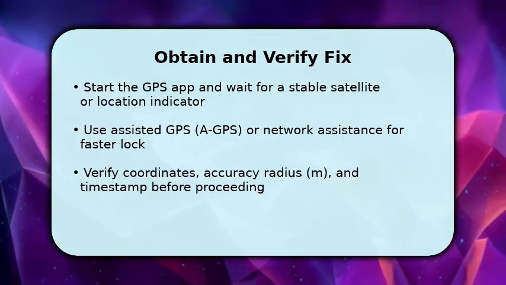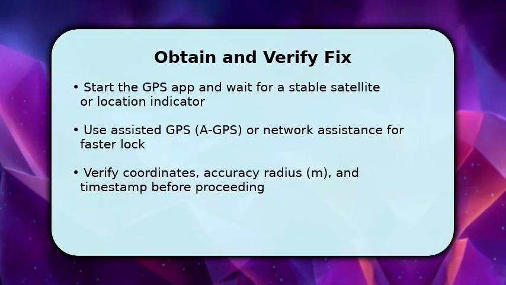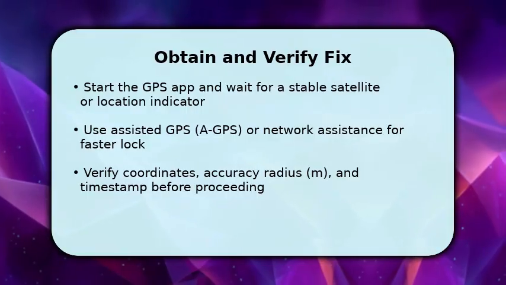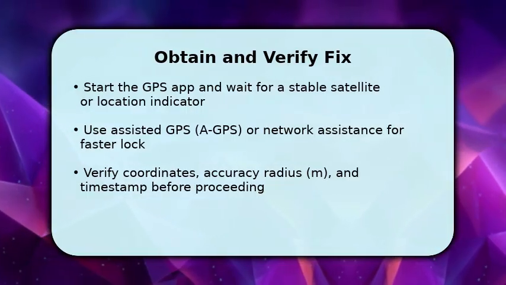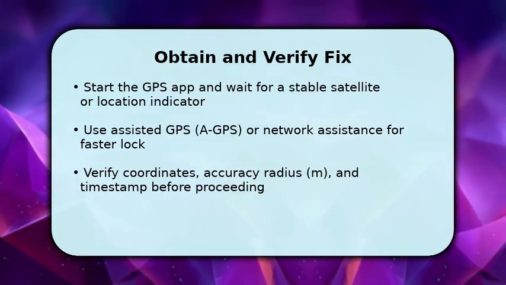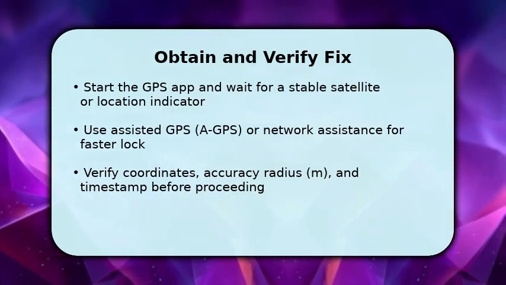Once you see coordinates and an accuracy radius, cross-check the timestamp and compare against a known landmark if possible. If accuracy bounces, move to an open sky area and restart the app. Make sure to calibrate the compass if navigation will be directional.